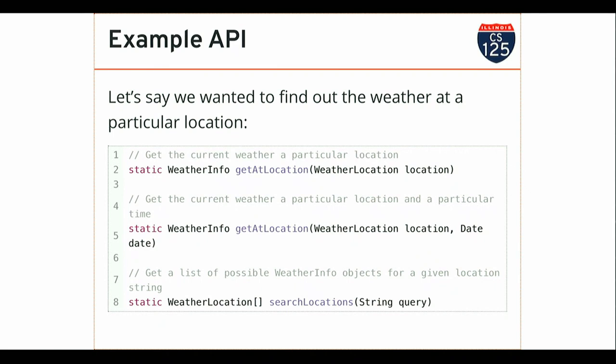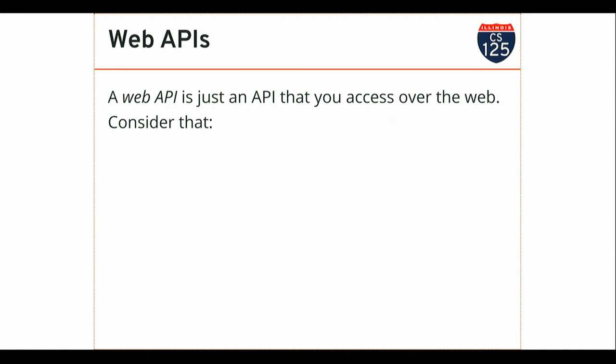So it's like a function call. Here's another version of that function where I'm asking at a particular date, right? And then here's maybe a way to look up different locations. If I have a string, like the user entered Champaign, can you give me a list of weather locations that correspond to that string that I could show in a drop-down menu or something like that?